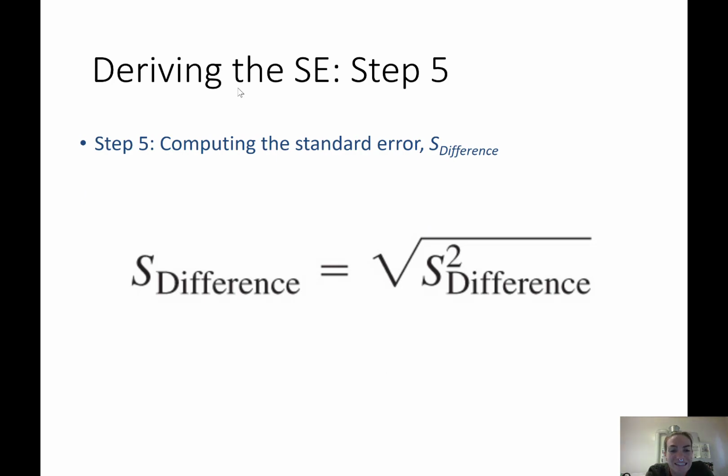And then finally, if that is the variance of our comparison distribution, and what we really need is the standard deviation of the comparison distribution, we know that we can always take the square root of variance to get standard deviation. So the square root of S squared difference will get us S difference, or the standard deviation of the comparison distribution, which we know is also called the standard error.